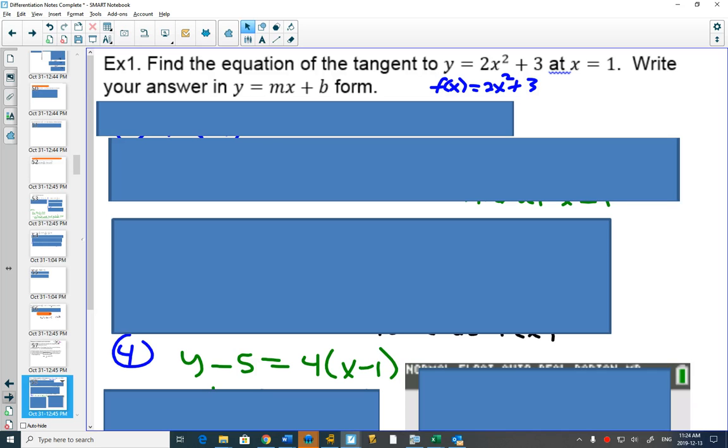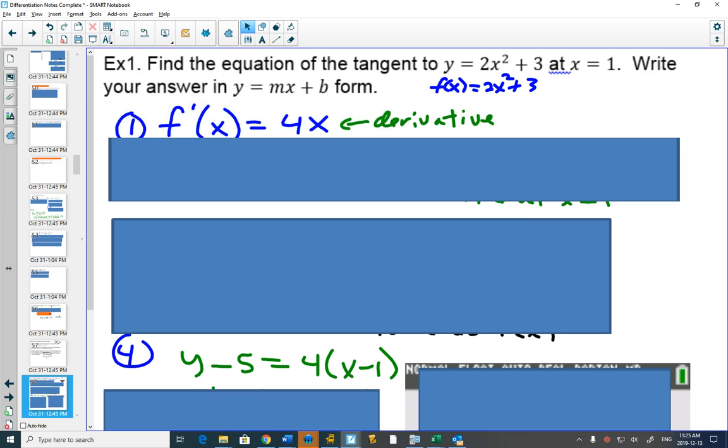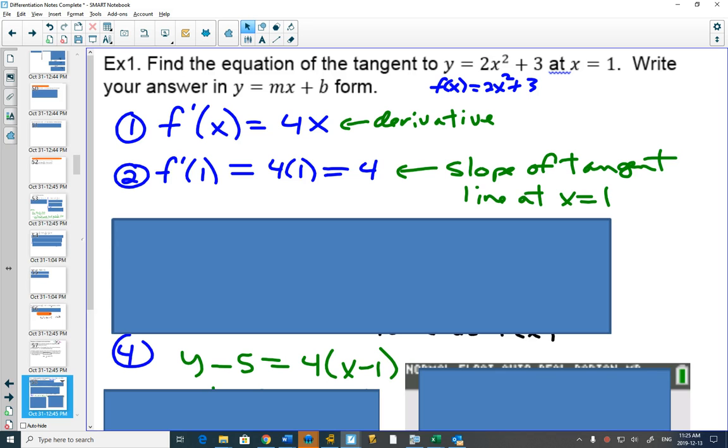Find the equation of the tangent to y equals 2x squared plus 3 at x equals 1. Write your answer in y equals mx plus b form. So first of all, you could easily find your derivative. What does your derivative do? It gives you an equation for any tangent slope anywhere. Where in particular do we want to find the slope? We want to find the slope when x is equal to 1. So if you plug in 1 into your tangent formula, that's the slope that you're going to get. So the slope of the tangent line at x equals 1 is going to be 4.